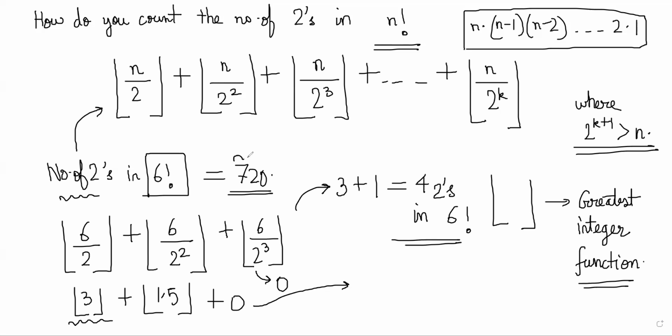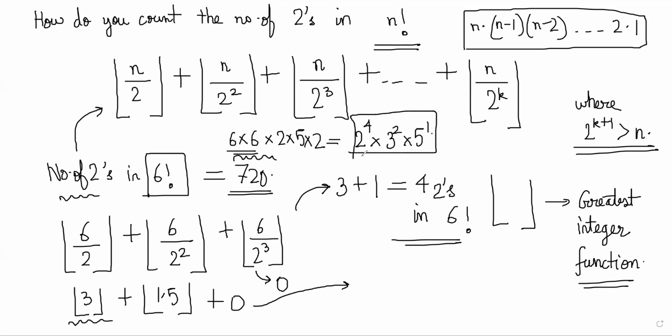Now think about it, 720, if you do the prime factorization, you will get 6 into 120. So 6 into 20, and 20 is 2 into 5 into 2. And notice that 6 will give us 2 more 2s. So it will be 2 power 4, 3 square and 5 power 1. See how we are getting the correct answer of 4 by our formula also.